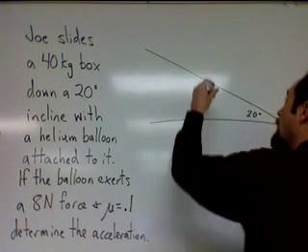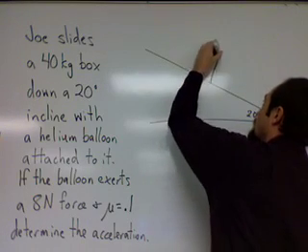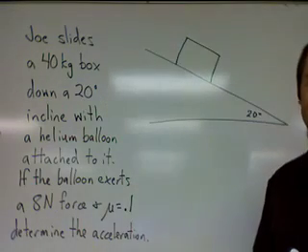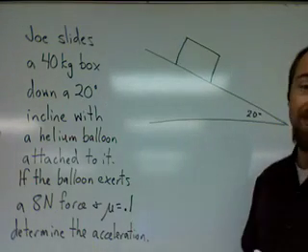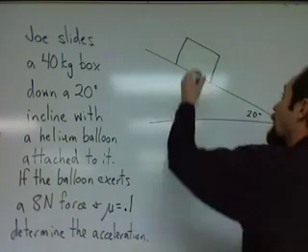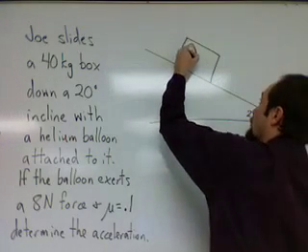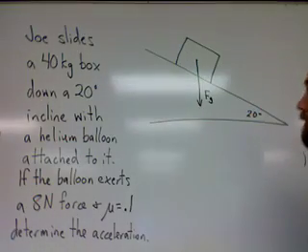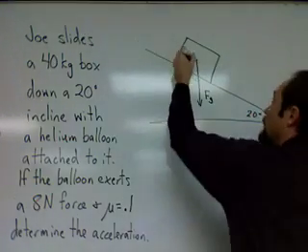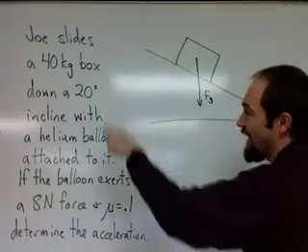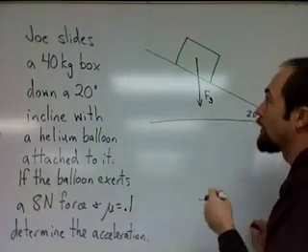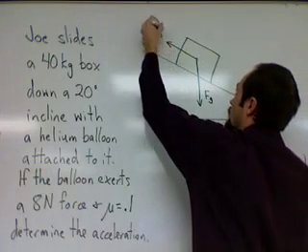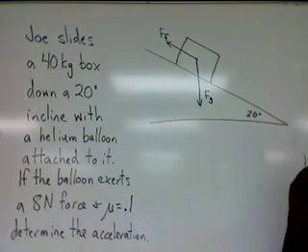So there's my incline. Okay, there's my box that's sliding down the incline. If we do the forces that are acting on my box, I'm going to have the force of gravity straight down. I am going to have the force of friction because it is sliding down the incline. My force of friction is going to go parallel and up the incline.